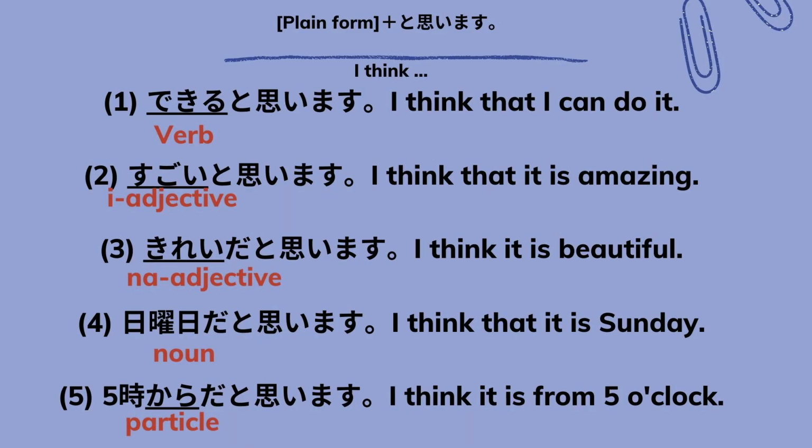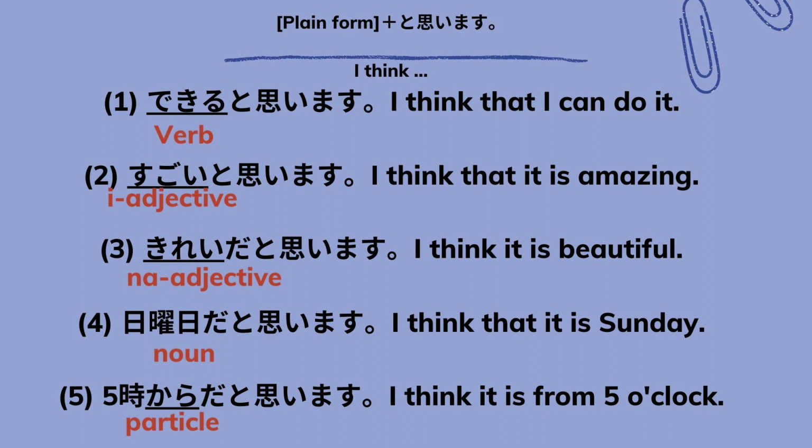Our pattern for to omoimasu is plain form plus to omoimasu. For the verb, we use the plain form of a verb. For example, dekiru to omoimasu. I think that I can do it. Or, sa tingin ko, kaya kong gawin. For i-adjective, our example here is sugoi to omoimasu. I think that it is amazing.